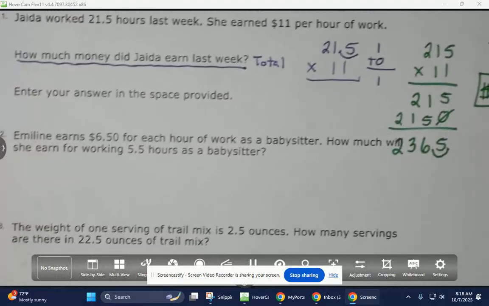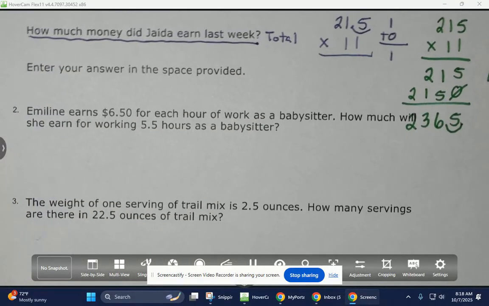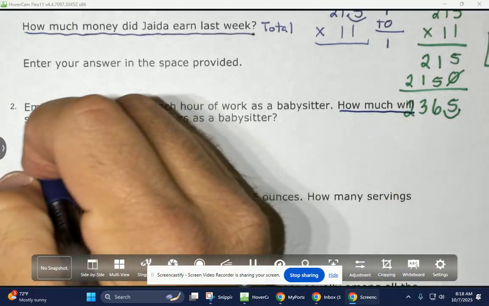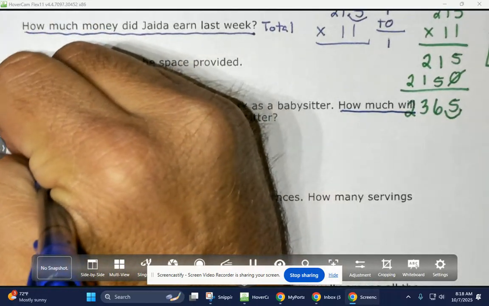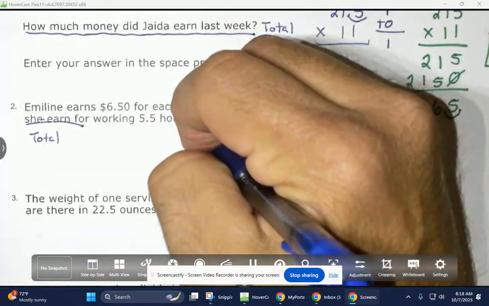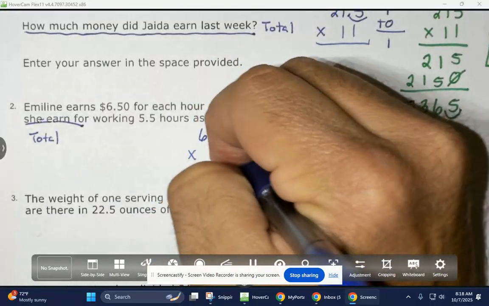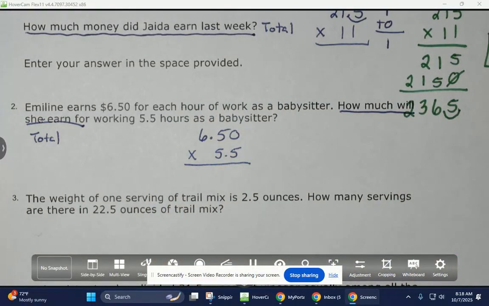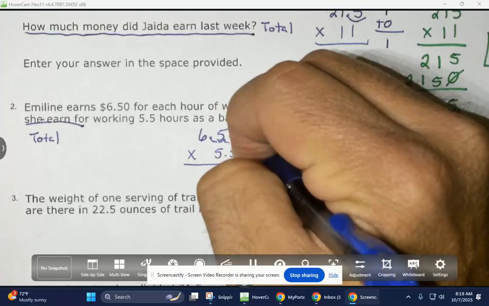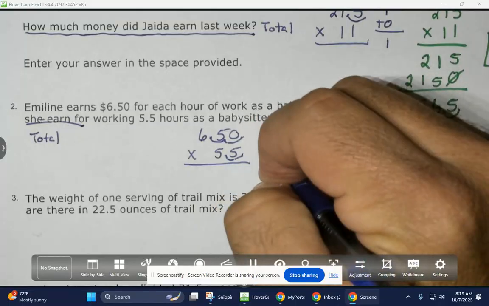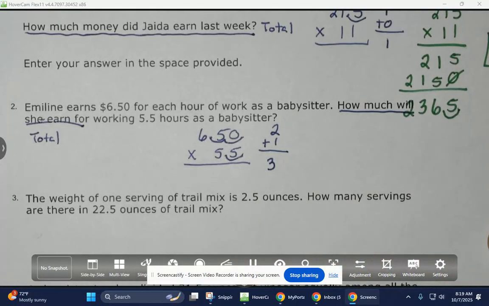All right, number 2. Emmeline earned $6.50 for each hour of work as a babysitter. How much will she earn for working 5.5 hours? Again, it's asking for you to solve for the total. So again, you are multiplying. She makes $6.50, and you multiply that by the 5.5 hours she worked. Move the decimal to the back. That was 2 movements. This was 1 movement. It's a total of 3 movements.